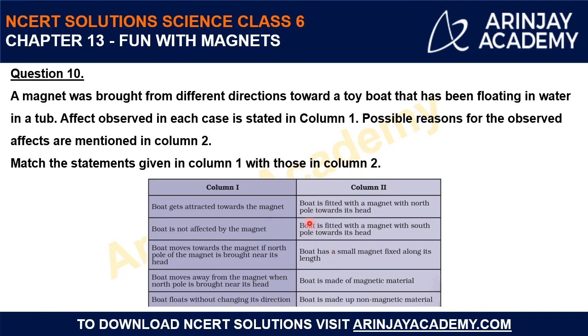Then in column 2 you have: boat is fitted with a magnet with north pole toward its head. Boat is fitted with a magnet with south pole toward its head. Boat has a small magnet fixed along its length. Boat is made of magnetic material. Boat is made up of non-magnetic material. So here you have read column 1 and column 2. So do this match, take your time, answer it correctly. We will see the answer in the next slide.